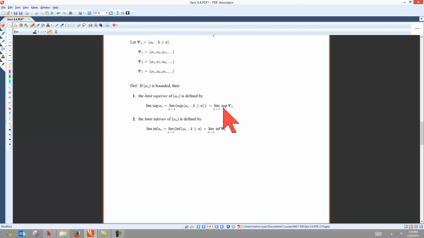That generates a list of numbers, and then I'm saying I'm going to take the limit as n goes to infinity of that list of numbers. So we'll work some examples in a moment, but first let's assure ourselves that this is a definition that makes sense at all, because it involves taking a limit, and not all limits exist.